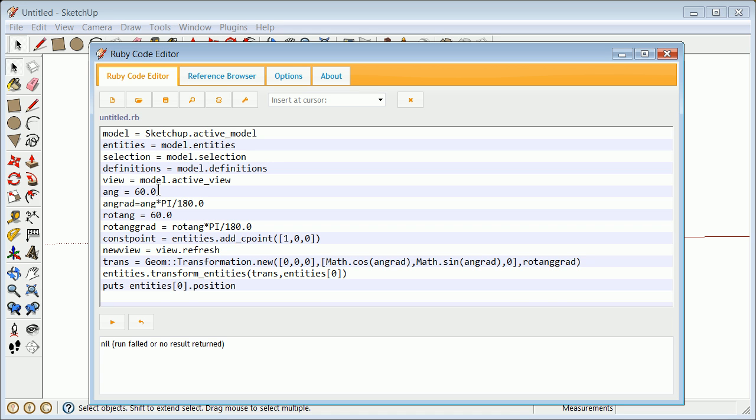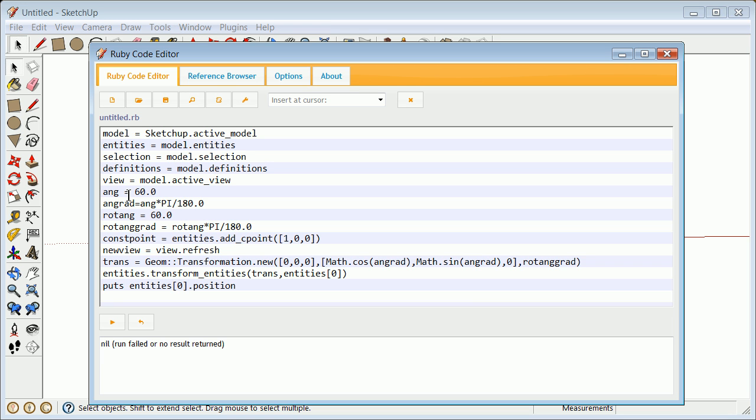Later on, as you get down into recursion, you're going to have subsets of entities called something else. So essentially the model is what you're working on, and the entities are those pieces in the model that you're working on. The active view is defined, and now here is what we're doing.